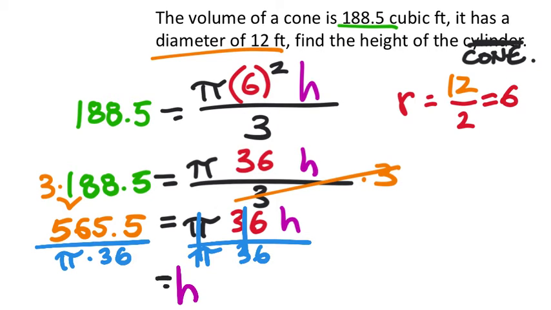All right, so I'm going to put this in the calculator, n over d, the fraction button, 565.5. I go down to my denominator, pi times 36, enter, and I get 5.00011 and some change. That's just rounding to 5. So that'd be a height of 5 feet.